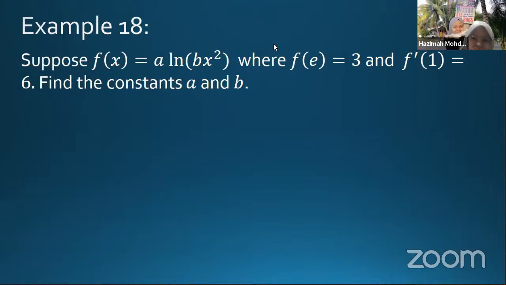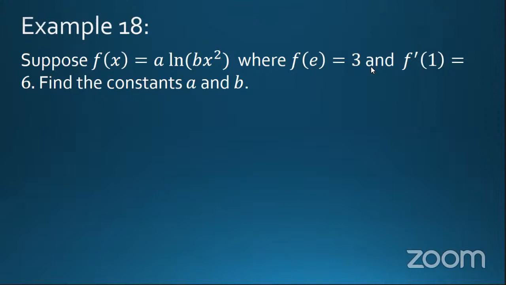So yang B tu jawapan dia berapa? Jima, you tell me first. 1/5. Berapa? A ke B? B. B berapa? 1/5 ke? 1/5? 5. Wrong. A? Tak dapat lagi, kena confirm B dulu. A dia 3 ke teacher? Okay, Lina. A, 3, B? B tak jumpa lagi. B tak jumpa.